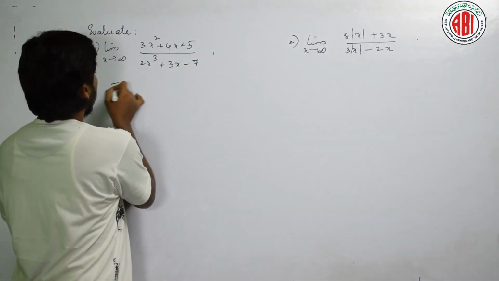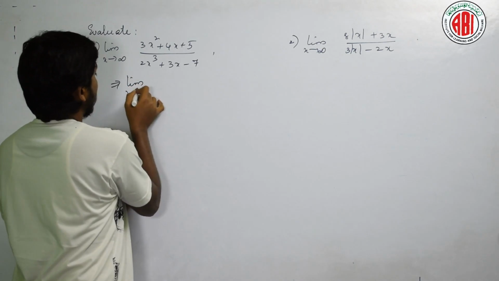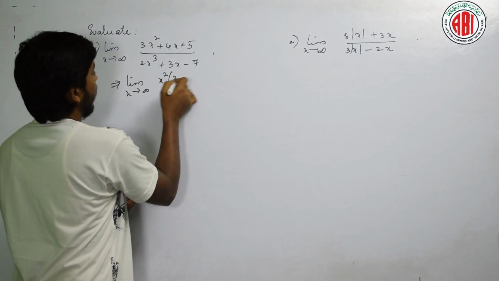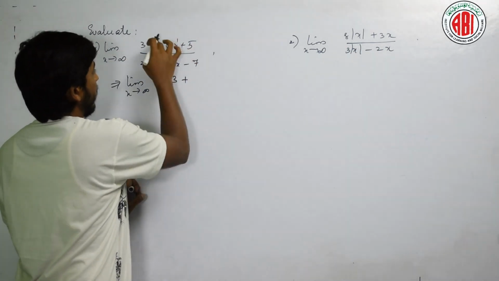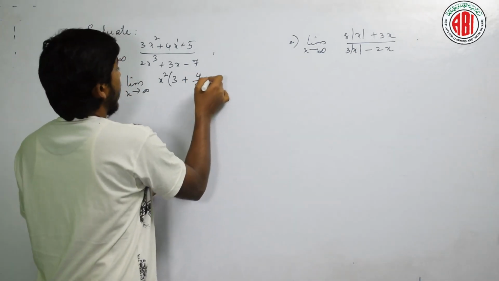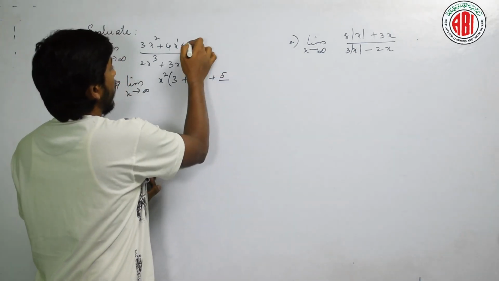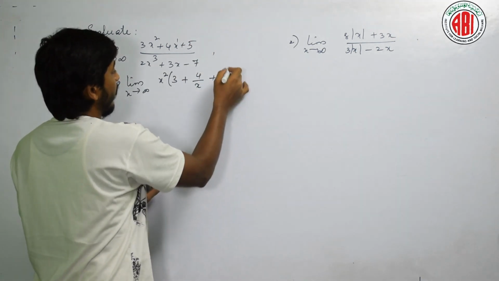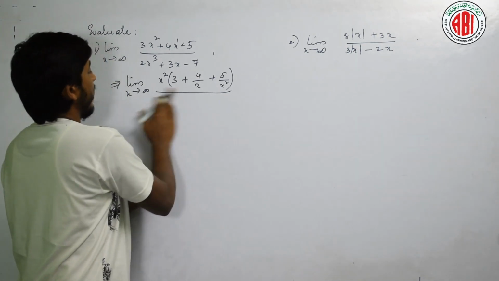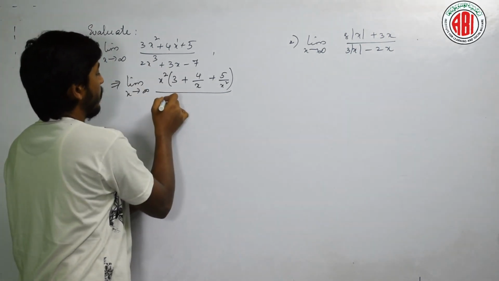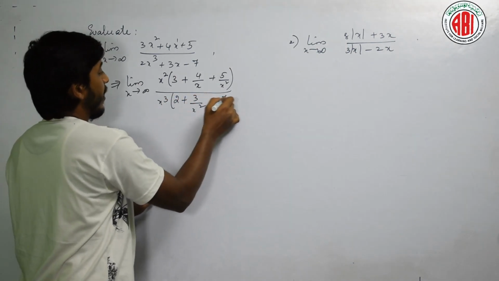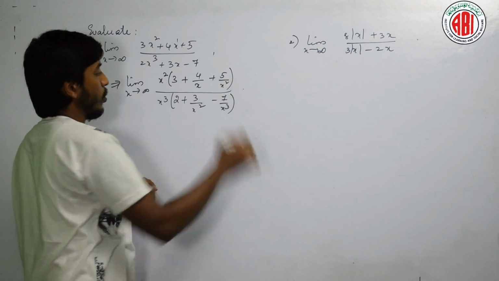Let us do the same thing, limit x tends to infinity. What is the highest degree here? x square, so here 3 will be left, and 4x becomes 4 by x, since I have taken x square as common, which means one more x will be in the denominator. Here there is no x square, therefore this will become 5 by x square, divided by, in the denominator, the highest degree is x cube, so this will be 2 plus 3 by x square minus 7 by x cube.